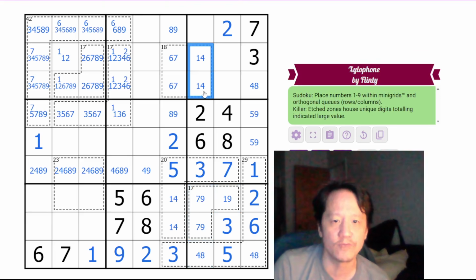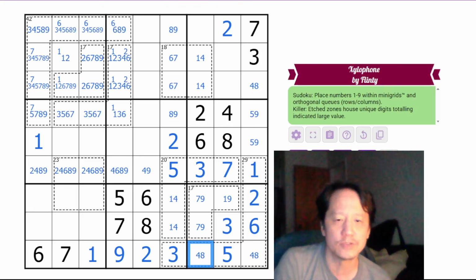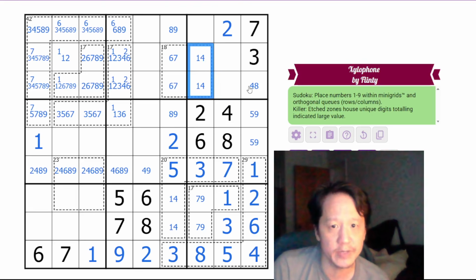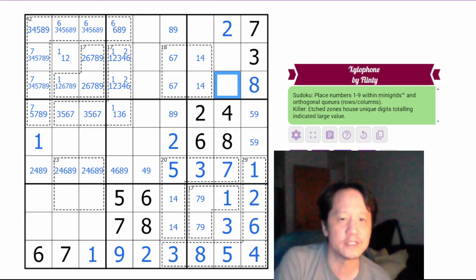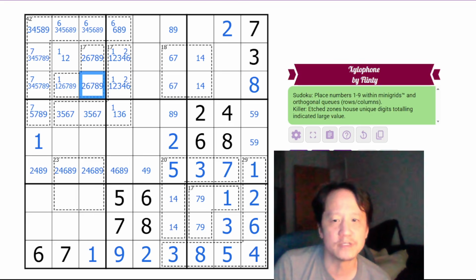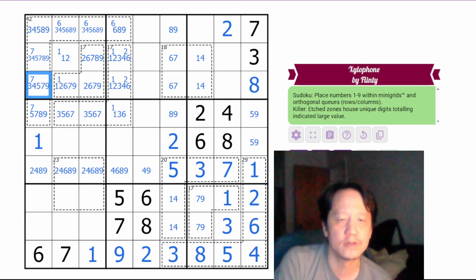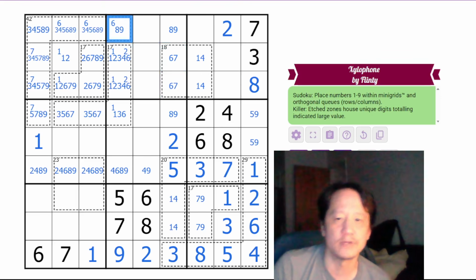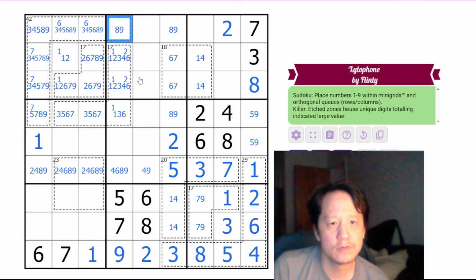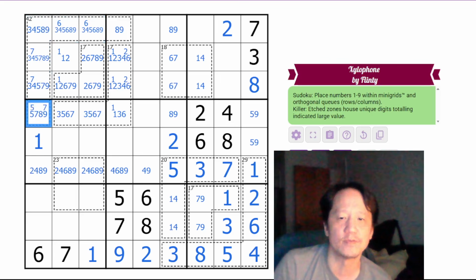This 1, 4 pair eliminates 4 here. So that's 8. This is 4. 7, 9 as a pair eliminates 9 here, so that's 1. 1, 4 as a pair eliminates 4 here, so that's an 8, which means none of these can be 8 here. This 6, 7 pair eliminates 6 and 7 in the rest of the box. So this is 3, 4, and 5 here. This cannot be 5 in the rest of the cage.